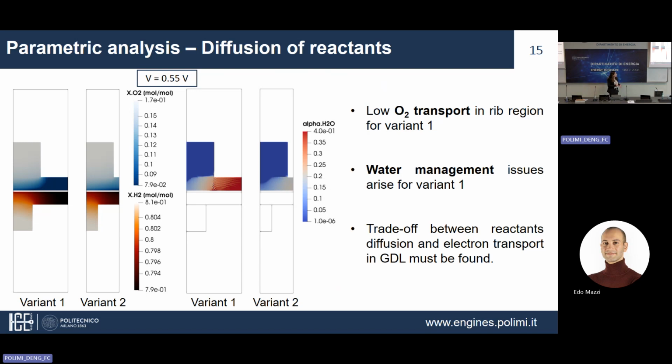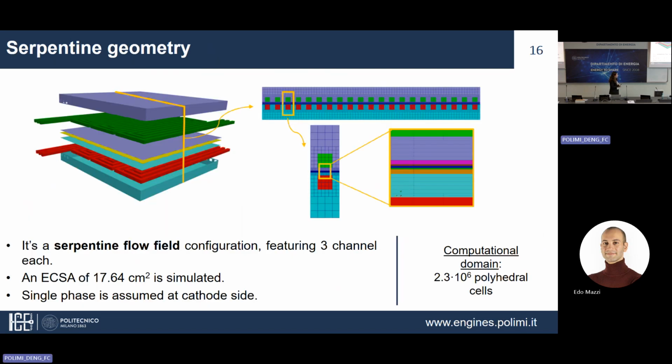So with this CFD analysis, we have found out what we expected from literature: the rib to channel ratio, and especially the rib length, must be chosen as a trade-off between current conductivity, so here is where electrons move inside the polar plate, and reactant diffusivity.